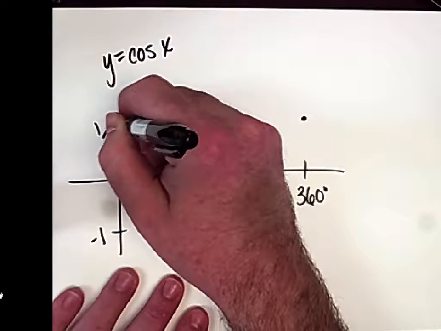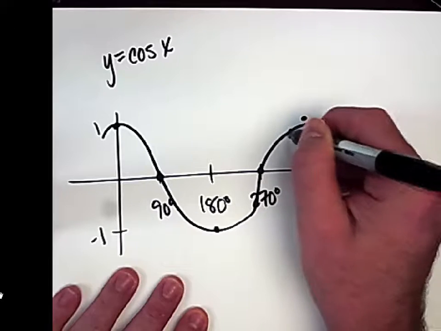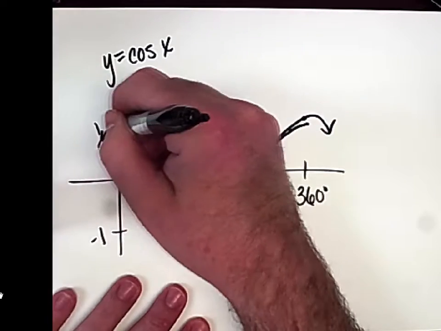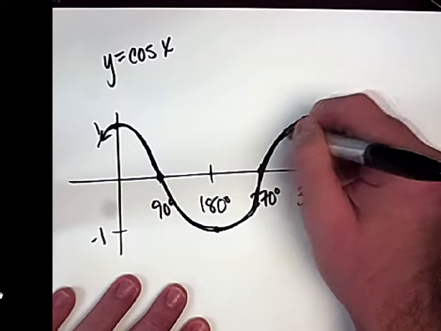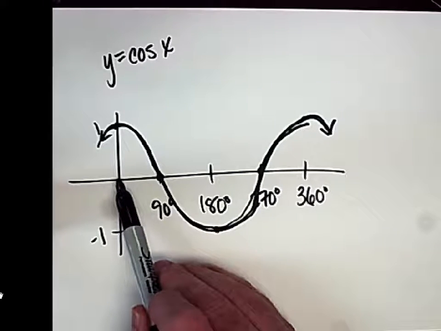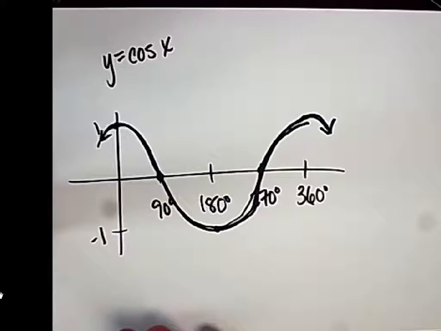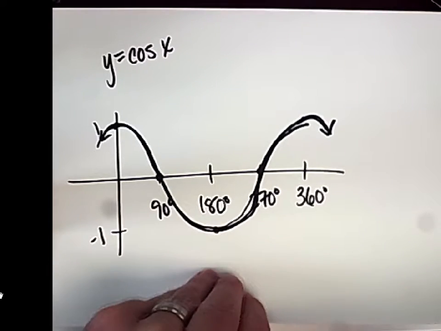Here's what it looks like. It's just like a sine graph, except sine started at the origin increasing. Cosine starts at its maximum and is decreasing. Okay? So what would happen here?